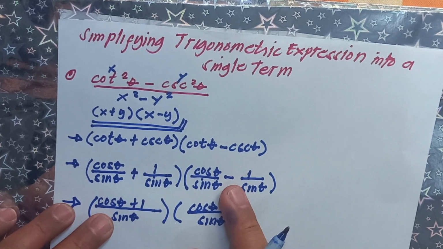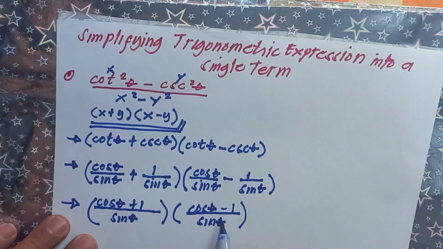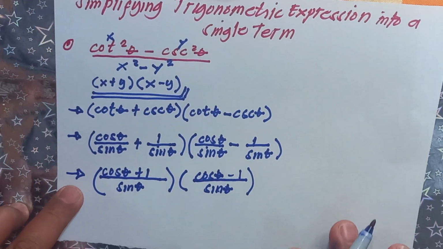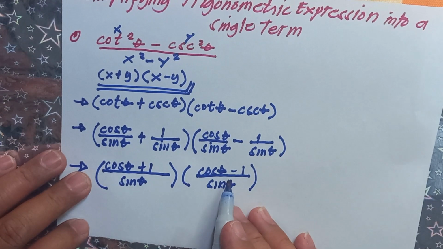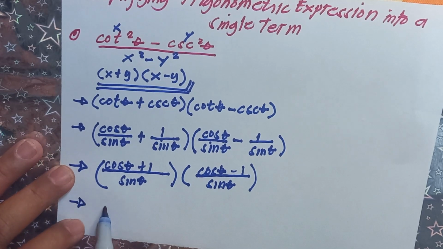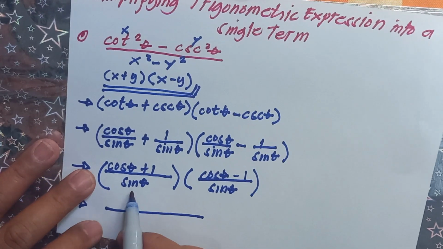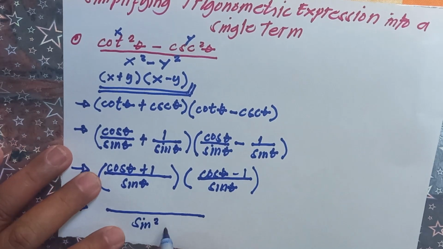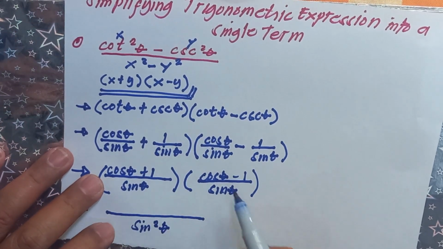Now, what is the next thing that we are going to do? Notice that this is already a multiplication of fractions. So how do we multiply? We multiply numerator to numerator, denominator to denominator. We will multiply the denominators first. Sine theta multiplied by sine theta will give you sine squared theta.